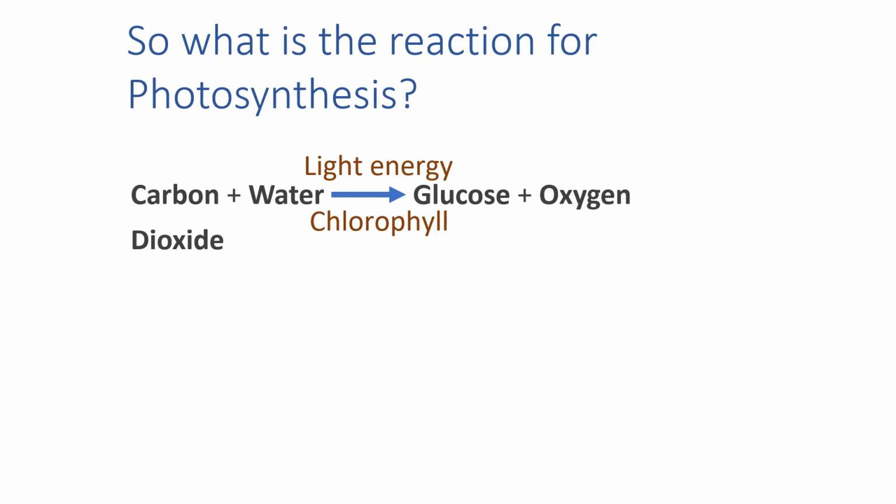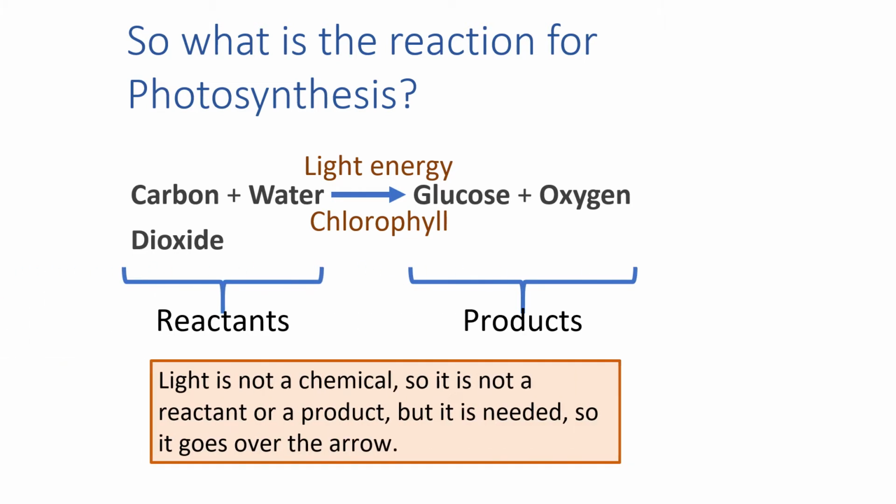If you explain this, chlorophyll absorbs the sunlight to convert carbon dioxide and water into glucose and oxygen. Glucose is the food of plant that they can make themselves. Here, light is not a chemical, so it is not a reactant or a product. It is needed to convert the carbon dioxide and water into glucose and oxygen.